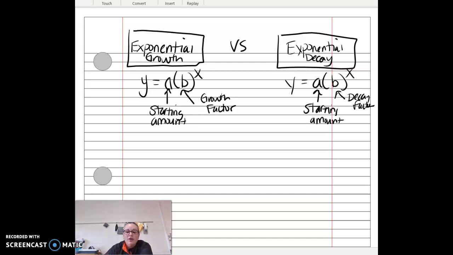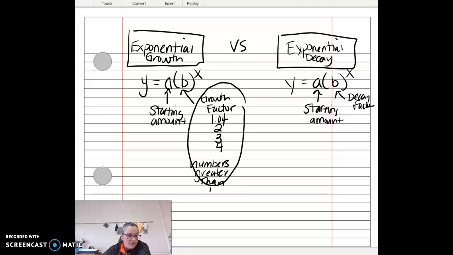And what makes our graphs and tables grow are numbers like, I don't know, we had Sam's stamps at 1.04. We were doubling, tripling, quadrupling. We use numbers greater than 1. They can be decimal numbers, they just have to be numbers greater than 1.